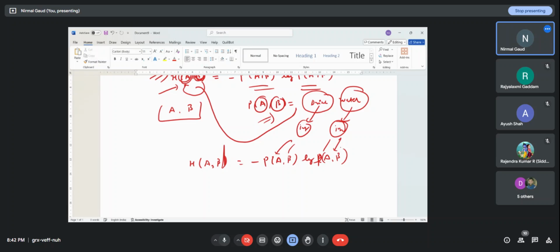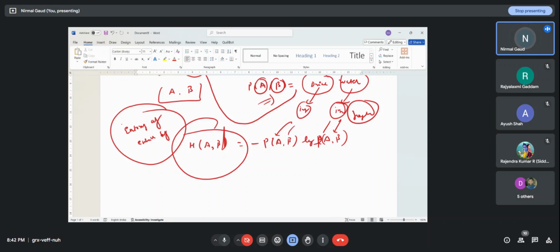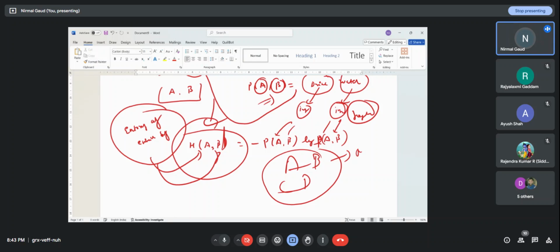Considering both together, what are the outcomes of A? What are the outcomes of B? Consider both together. That is joint. Joint entropy is the entropy of the entire system. That means how much information I can gather from the entire system. It depends how many variables are present in it, how many events we did. In a system there are many things happening, A, B, C, D. If I want to collect the entire joint information, that is considered by joint entropy.